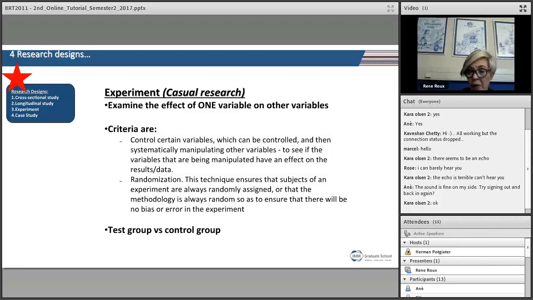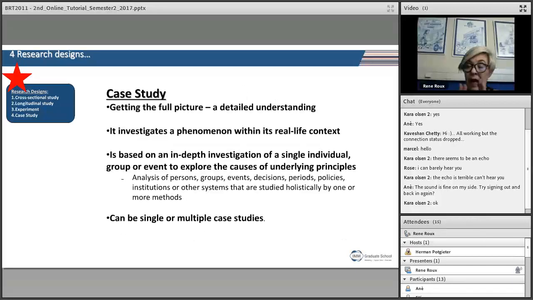So the test group is where you will change the package and you will test the impact on the behavior. The control group is where you don't change the package. It is the same thing, and you look at their behavior. And that is the most important aspect that you must remember. One variable you will change, and you will check what the effect of that variable is on the other variables.